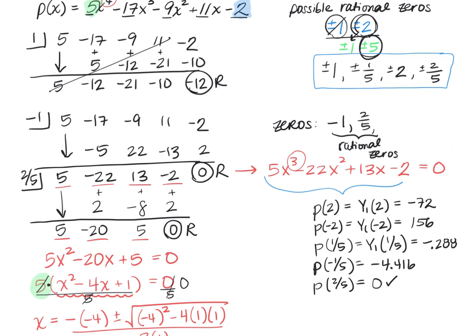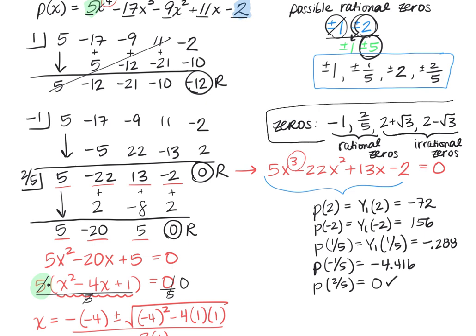And now we have added to this list 2 plus the square root of 3 and 2 minus the square root of 3. And notice these 2 zeros were not on our list because these are not rational zeros, but rather these are irrational zeros. You cannot write these numbers as fractions. They're decimals that never terminate and they never repeat. So the first part of the question is done.